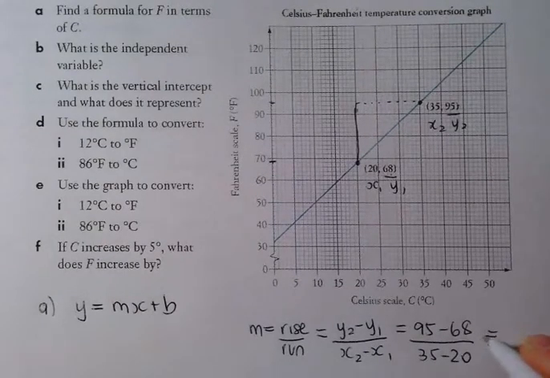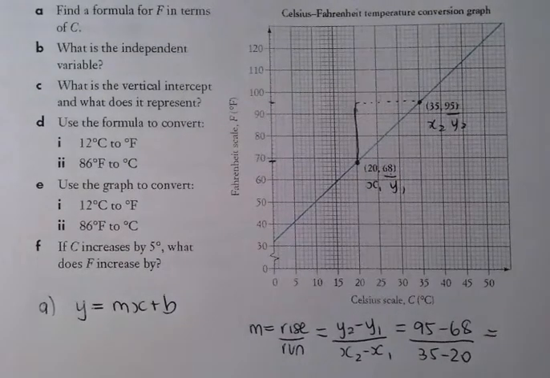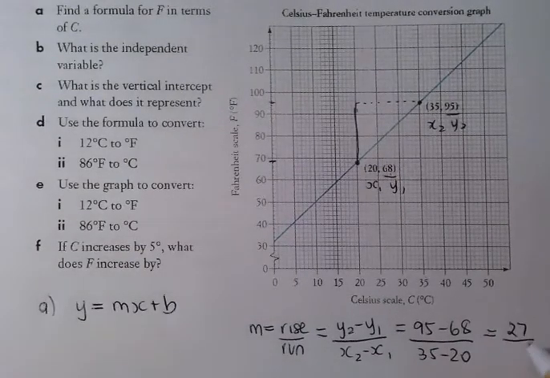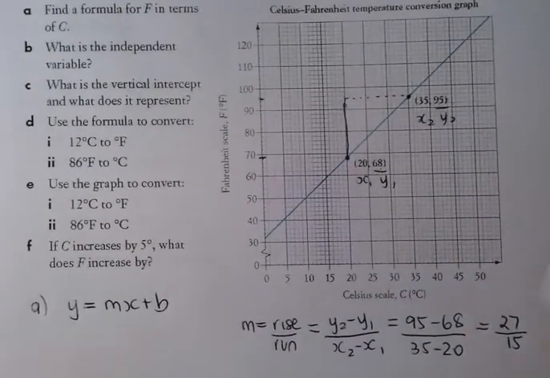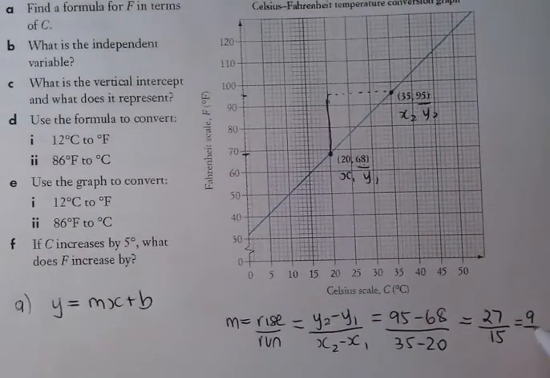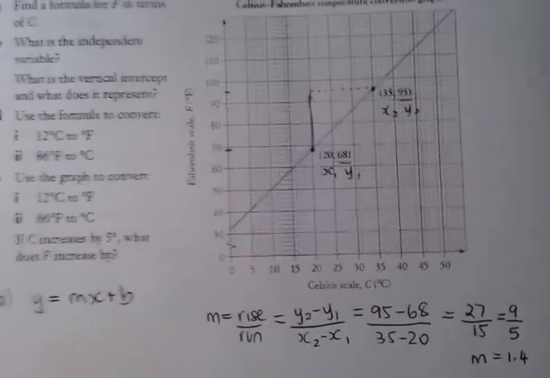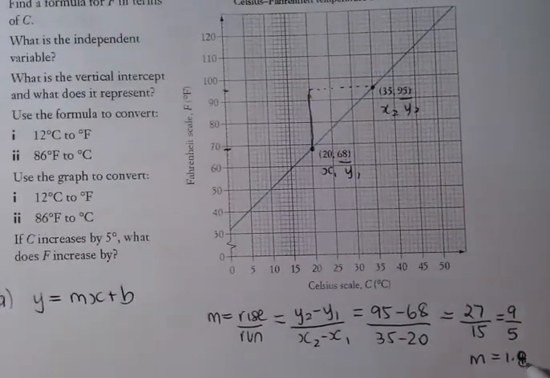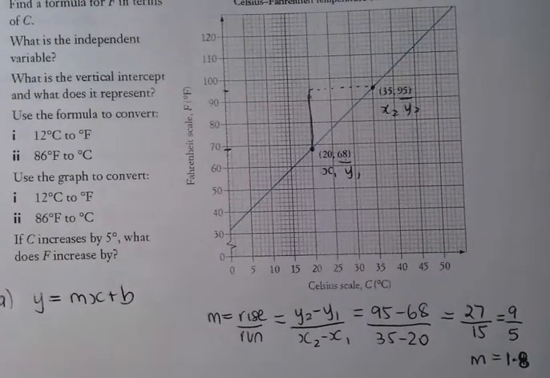And 95 minus 68 is 27, and 35 minus 20 is 15. So the gradient is 27 over 15. Now they're both divisible by 3, so if you put that on your calculator, that's the same as 9 over 5. I can write it as a decimal as well. Sorry, not 1.4, it would be 1.8 as a decimal, or 9 over 5.